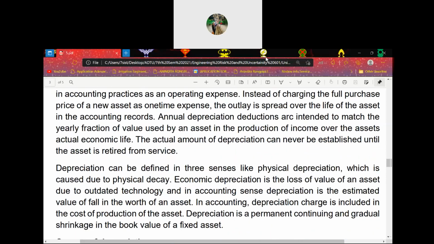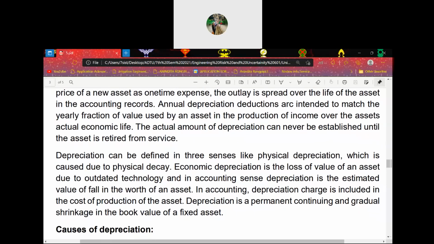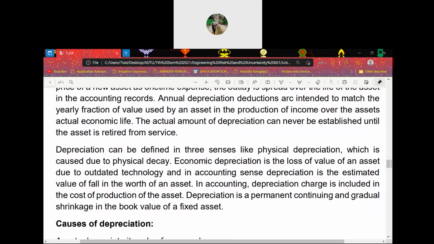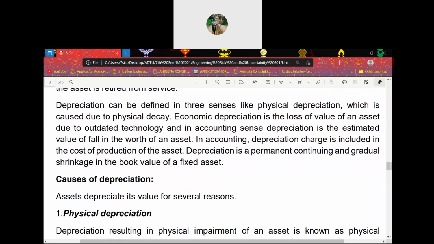Depreciation can be defined in three senses: physical depreciation, which is caused due to physical decay; economic depreciation, which is the loss of value of an asset due to outdated technology; and in the accounting sense, depreciation is the estimated fall in the worth of an asset. In accounting, the depreciation charge is included in the cost of production of the asset. Depreciation is a permanent, continuing and gradual shrinkage in the book value of a fixed asset.